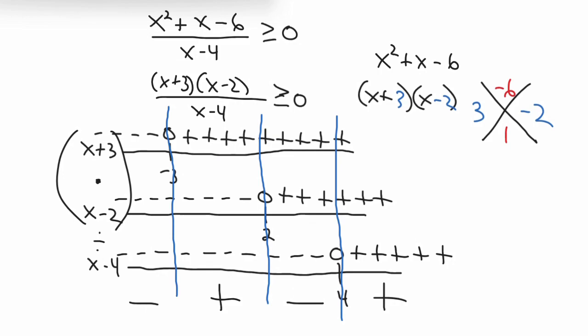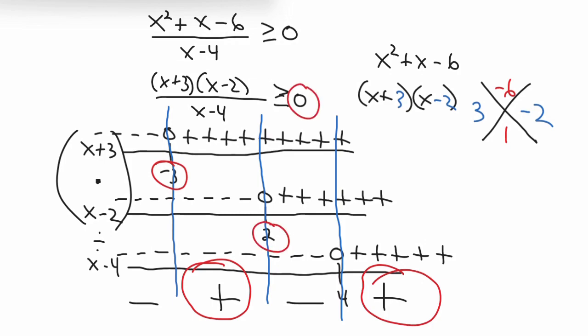Right? So we're looking for where this is greater than or equal to 0. So in this section it's going to be positive. This section it's positive. The only way this fraction can be 0 is if the numerator is 0. The denominator can never be 0. At negative 3 and 2, this can be equal to 0. So we can also include the endpoints negative 3 and 2.